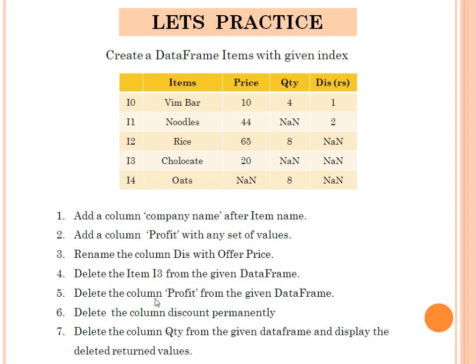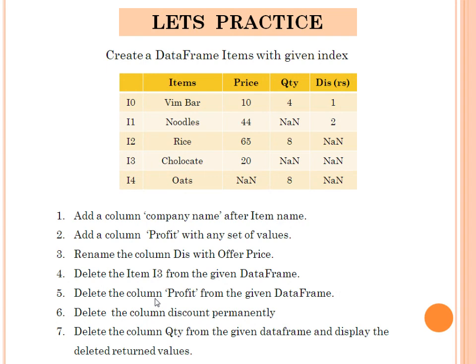And of course, the important part is practicing the above mentioned methods with the help of a few statements. So I have taken the same data frame. You can use the same data frame which you created earlier in the earlier assignment. Okay. So my first question is add a column company name. You have to add the column company name but after item name. Okay. Add a column profit with any set of values.